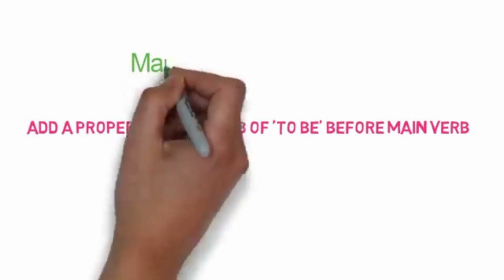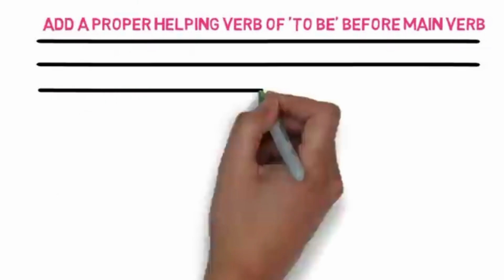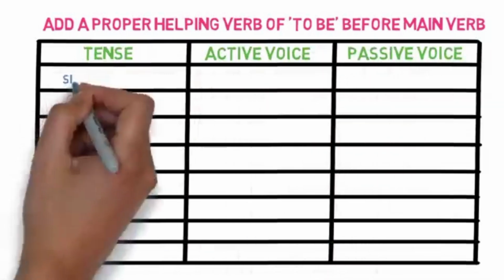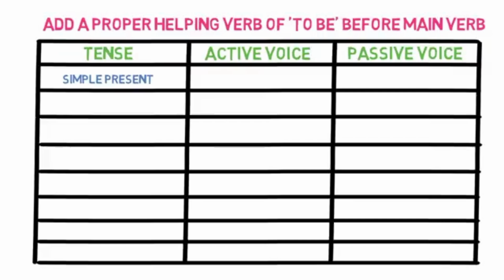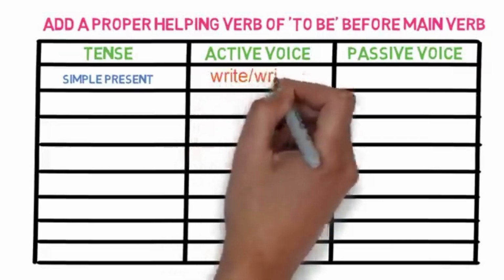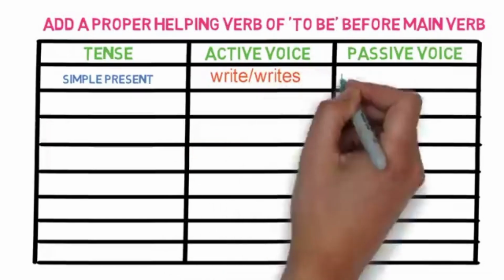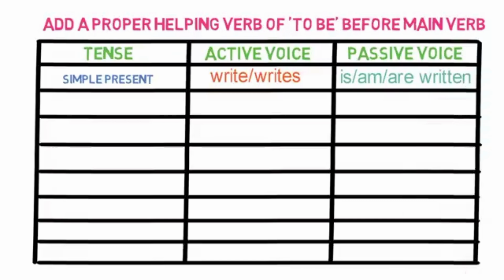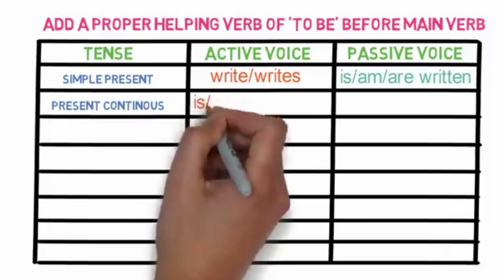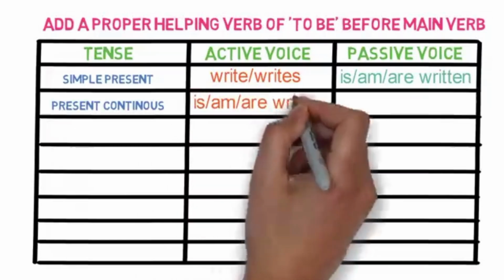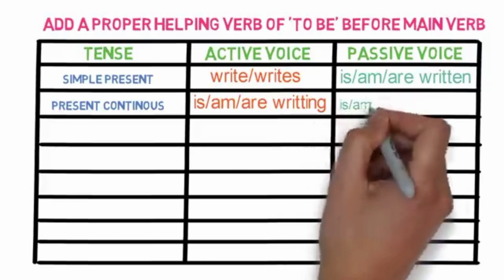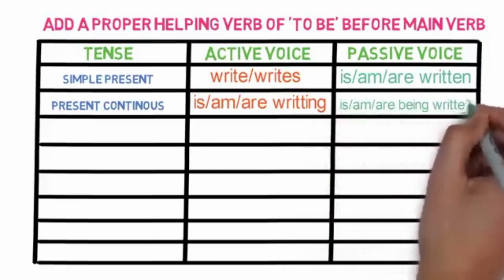With an example of main verb write, let's look into the different helping verbs as per the tenses one by one which we need to learn. Simple present. Here in active voice we have verb's first form, write or writes, while in passive voice we add is or am or are depending on whether the object is singular or plural, and written. For present continuous in active voice we have is or am or are depending on whether subject is singular or plural, and writing, while in passive voice we add being helping verb with is, am or are, and written as a verb.